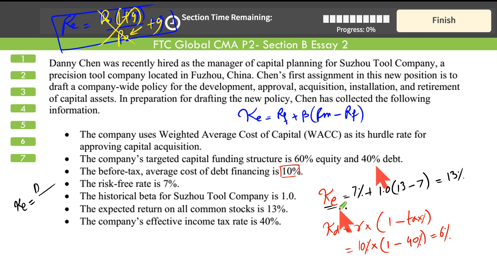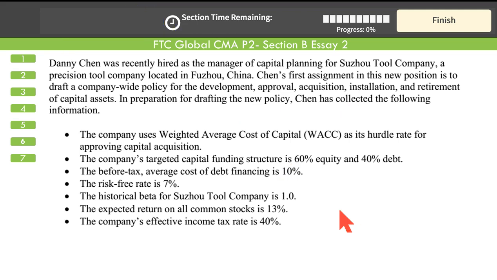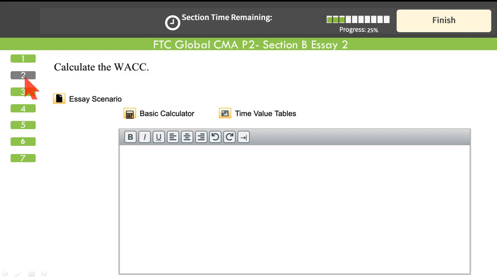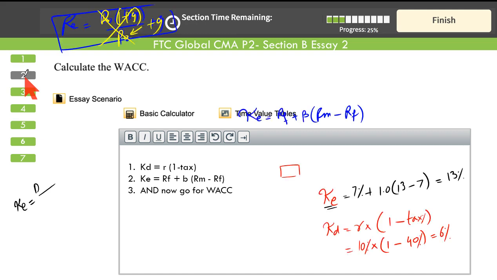In the first question, you just have to calculate the returns. You don't need to calculate the weighted, or did it say so? Let us see. Did it require the computation of WACC? Fine. So we have calculated these two, cost of debt and cost of equity, and now we need to go for the WACC. We have the numbers here. These are the two, 13% and 6%. Now you just have to calculate the weighted average cost of capital.